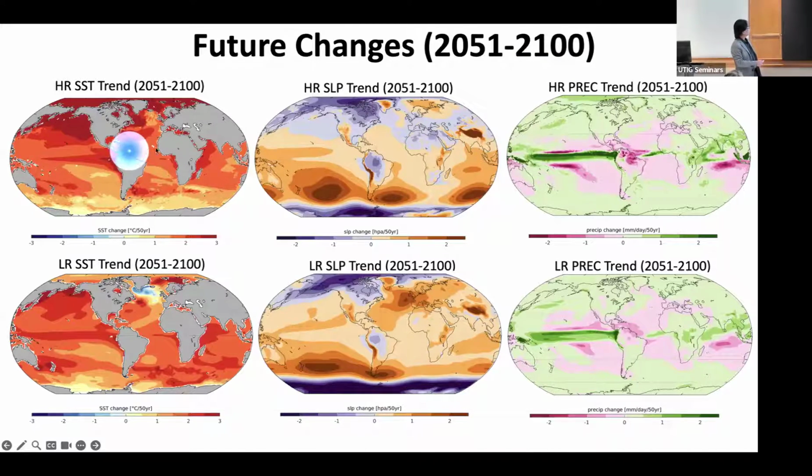You can see that if you look at the future, the high resolution and low resolution now give a consistent projection. We're going to see a warming in the equatorial Pacific. It's almost like an El Niño-like structure. And there's not much of a difference between the high res and the low res, right? So that leads to the question, what has caused the cooling trends in the most recent decades?